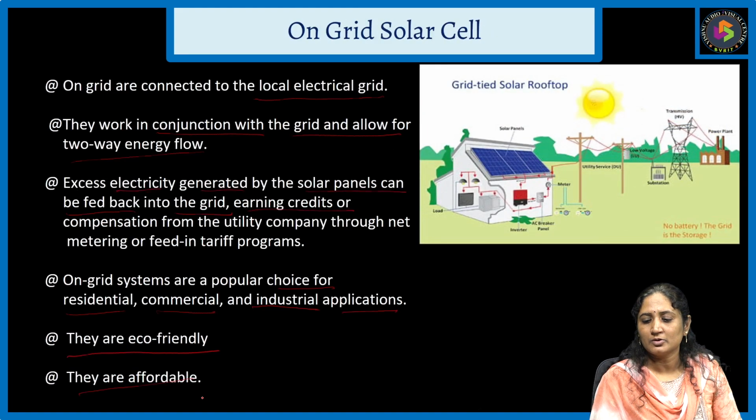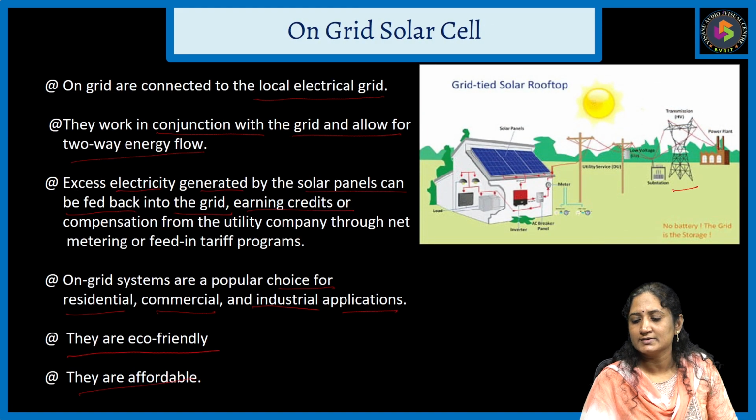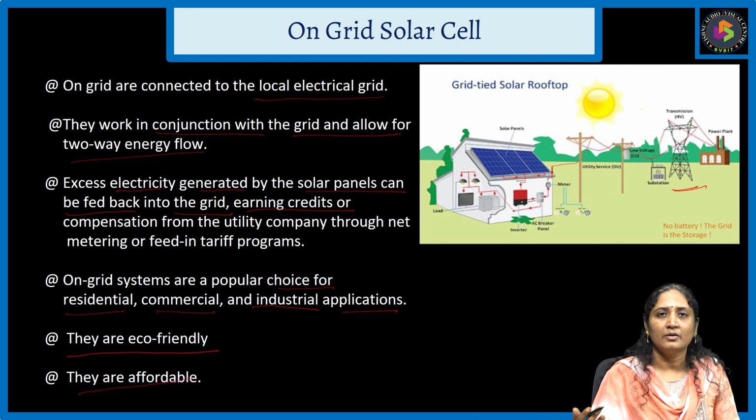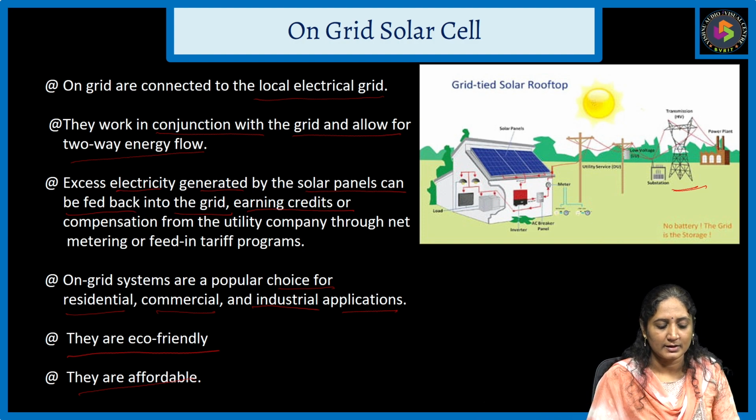And see the diagram also, if you see this one. So here there is a grid. So this grid is connected to this one, right? Which is supplied to household things as well as to any industry, for commercial purposes we can supply this energy.